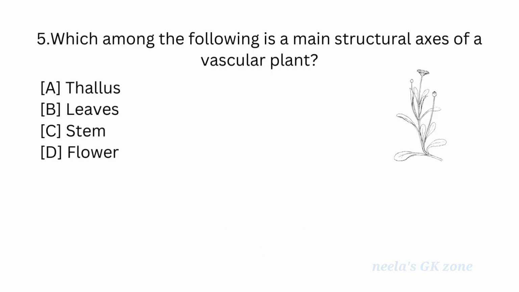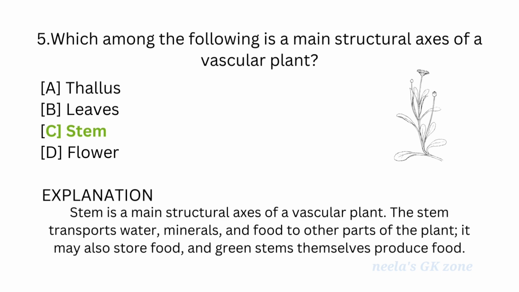Which among the following is the main structural axis of a vascular plant? Thallus, leaves, stem, flower. And the answer is stem. The explanation is stem is the main structural axis of a vascular plant. The stem transports water, minerals, and food to other parts of the plant. It may also store food, and green stems themselves produce food.